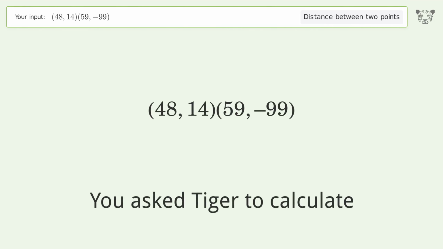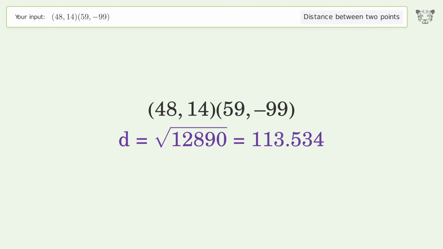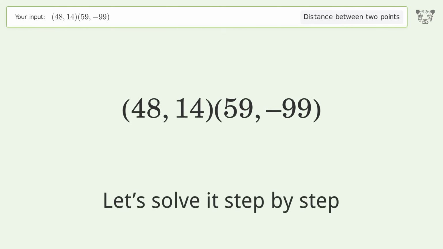You ask Tiger to calculate. This deals with the distance between 2 points. The distance between the 2 points is the square root of 12,890, or 113.534. Let's solve it step by step.